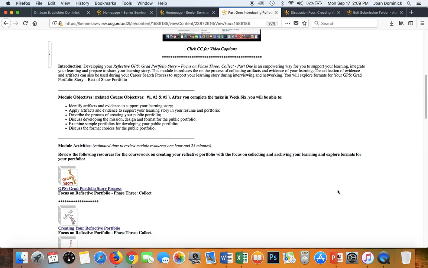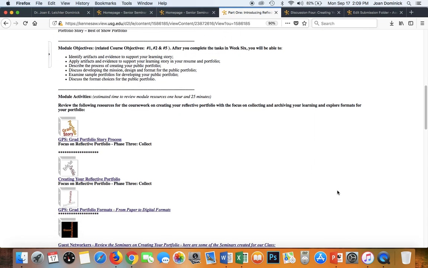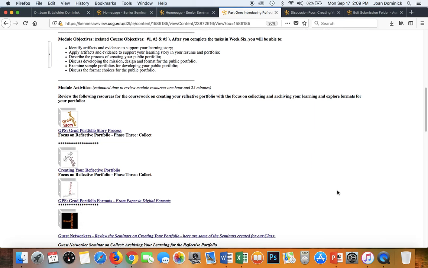Objectives. The objectives this week are related to course objectives 1, 2, and 5, which you will find on your syllabus. After you complete the tasks for week 6, you'll be able to identify artifacts and evidence to support your learning story, apply artifacts and evidence to support your learning story in your resume and portfolio, describe the process of creating your public portfolio, discuss developing the mission, design and format for the public portfolio, examine sample portfolios for developing your public portfolio, and discuss the format choices for the public portfolio.